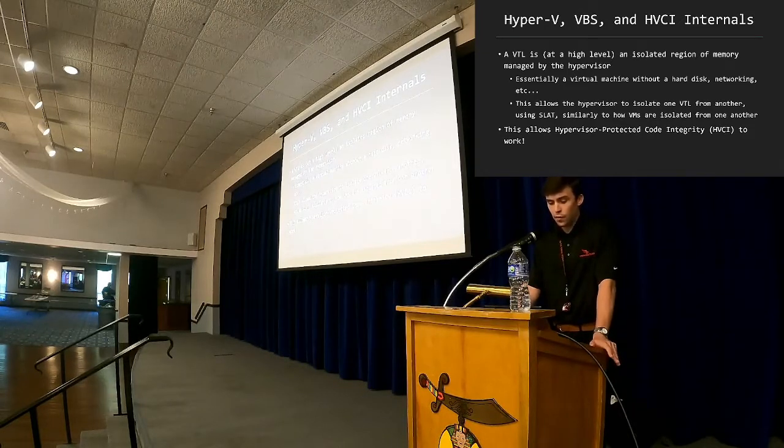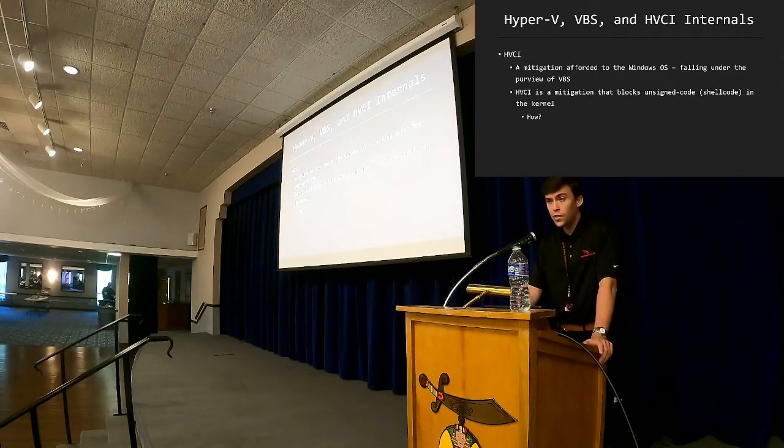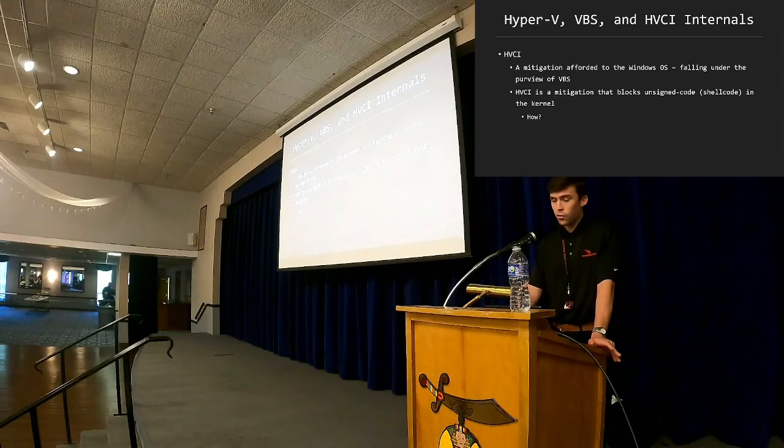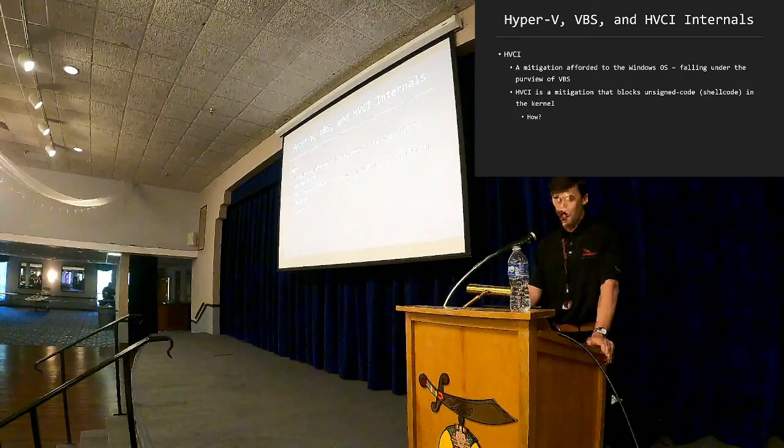And this allows hypervisor protected code integrity, or HVCI, which is the mitigation we're going to talk about, to work actually. So HVCI is another mitigation, just like Credential Guard, that falls under VBS. And this is the answer to the question earlier of how do we stop shellcode in the kernel, because we know we have arbitrary code guard in user mode, but that mitigation is implemented in the kernel. So if an attacker in user mode wants to try to disable arbitrary code guard, well, you already need access to the kernel. But if the kernel's a high security boundary, how do we stop kernel mode code execution if we assume an attacker already has access there?